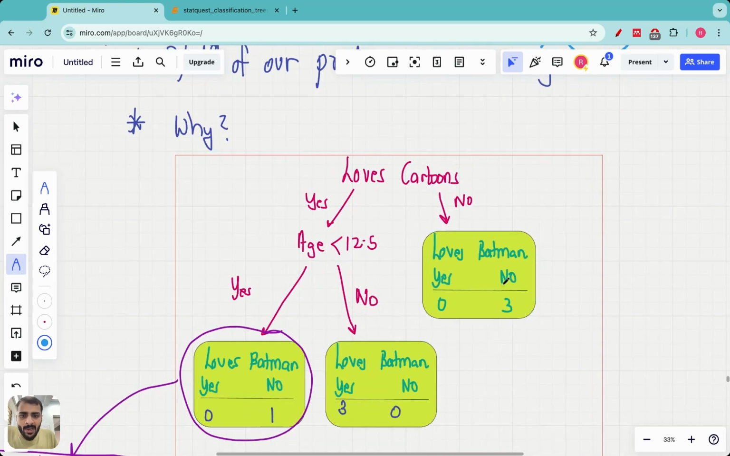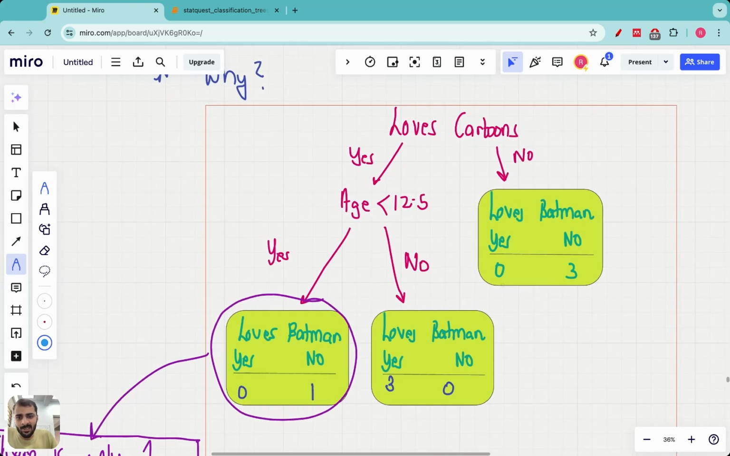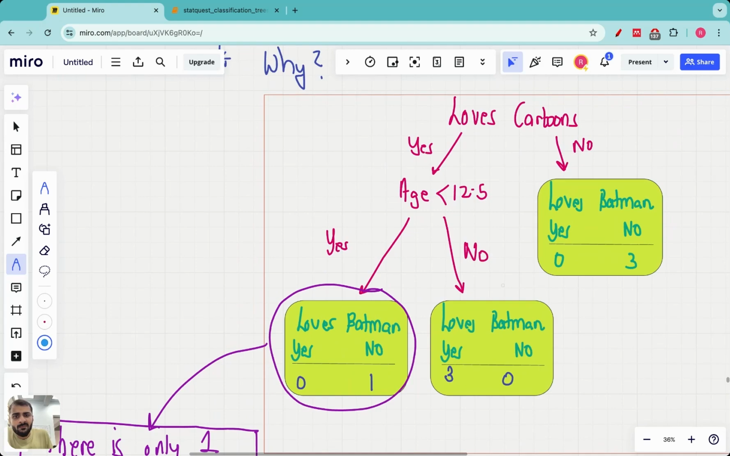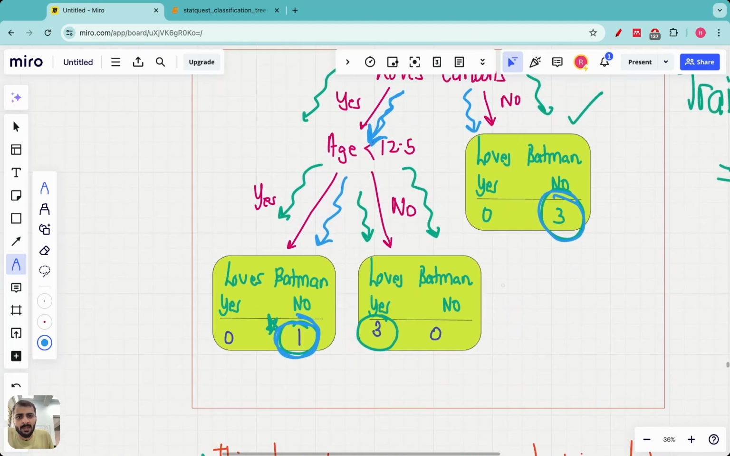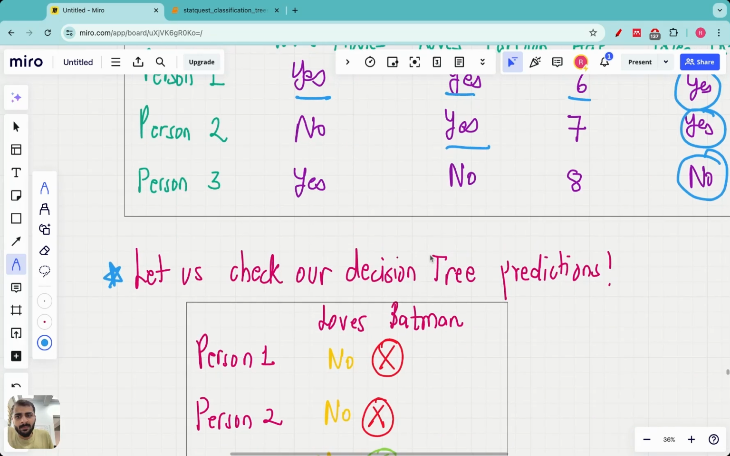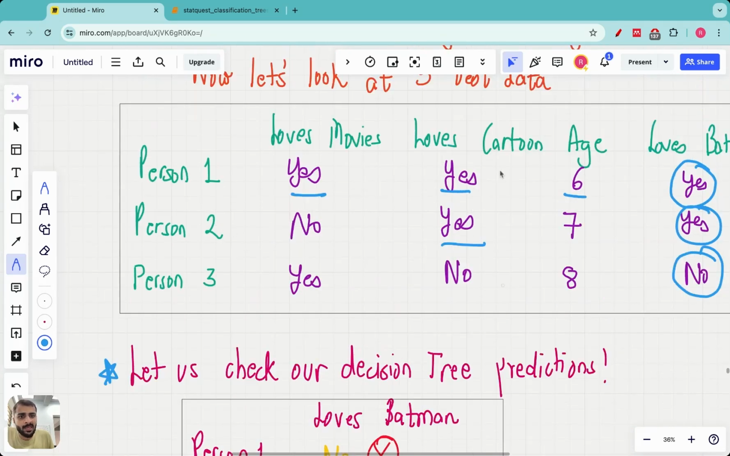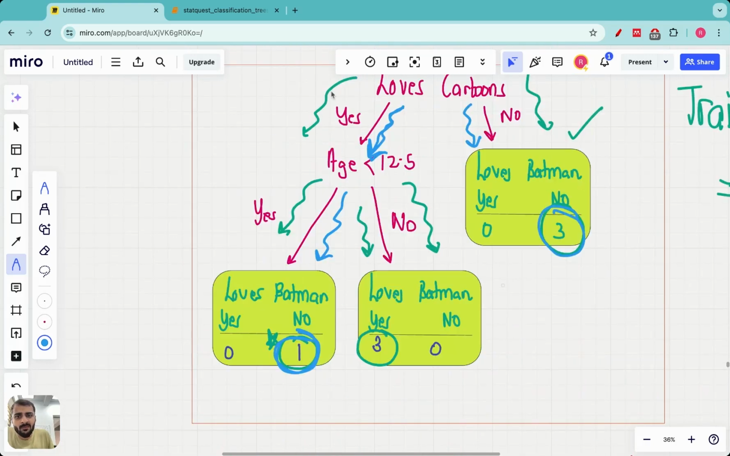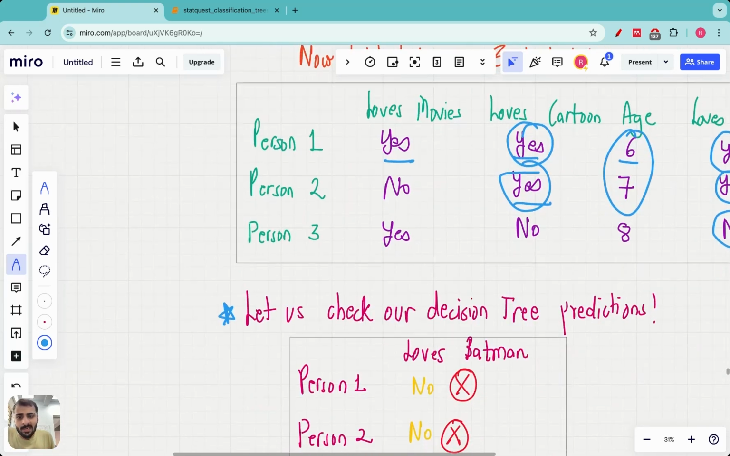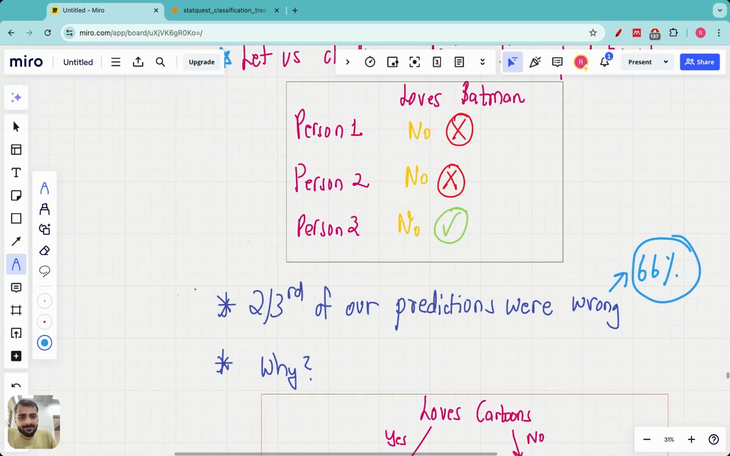If you analyze our optimized decision tree, you will see that most of the errors lie in this branch. For the first two people, person one and person two, they loved cartoons and their age was less than 12.5. So we were in this branch. They loved cartoons, but their age was less than 12.5. So something is not right in this branch, and let's try to figure out what that is.